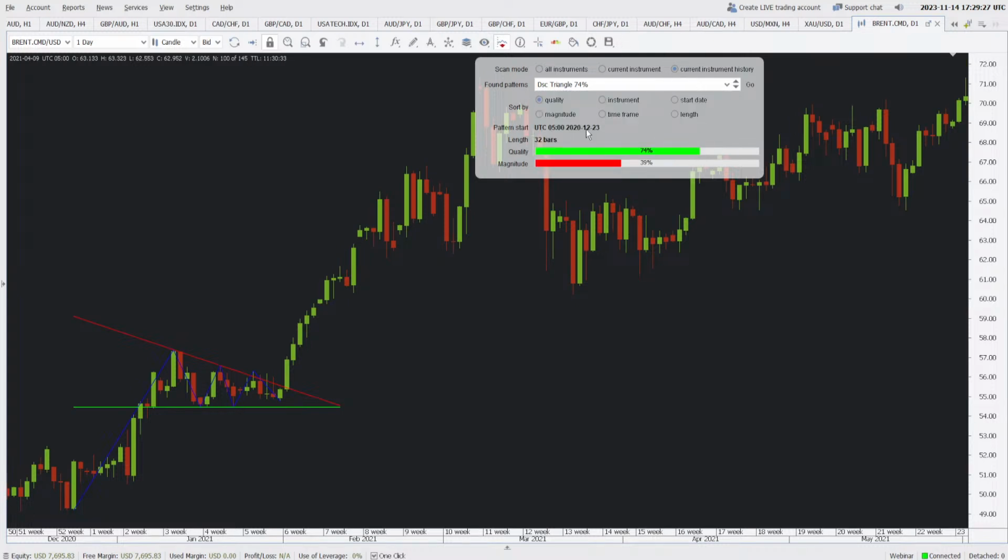But this is history. But if you click on all instrument, it will give you the recent scan, and from the recent scan you can also see that there will be a few patterns which have not been completed and are still in formation, and you can keep them in your watch list and trade them accordingly.